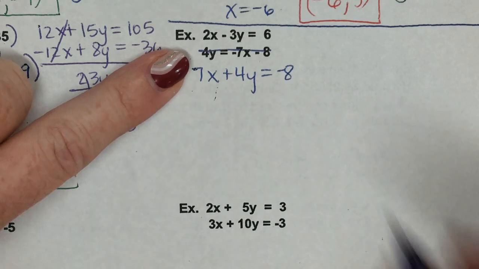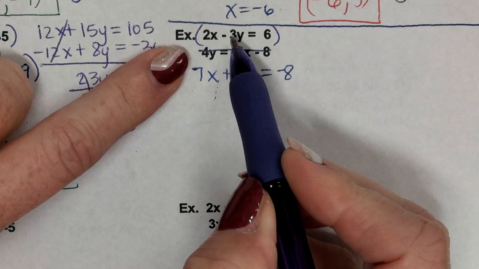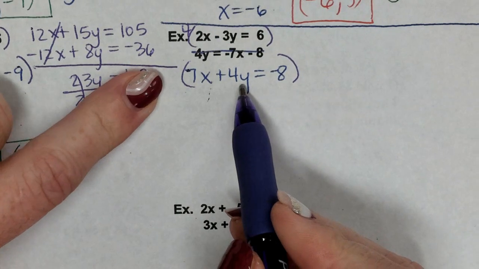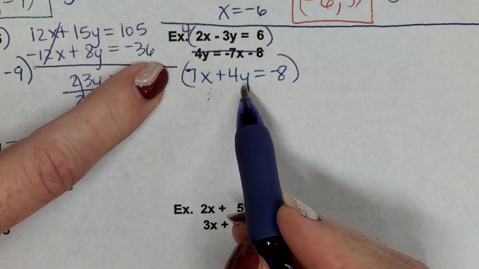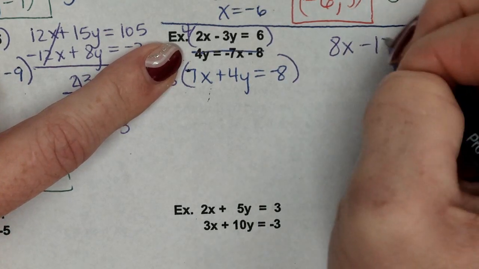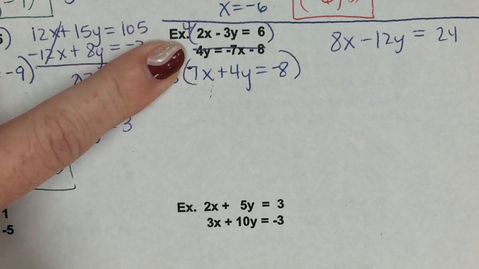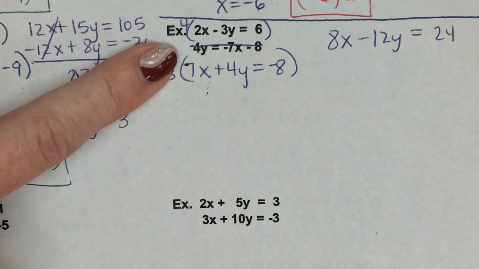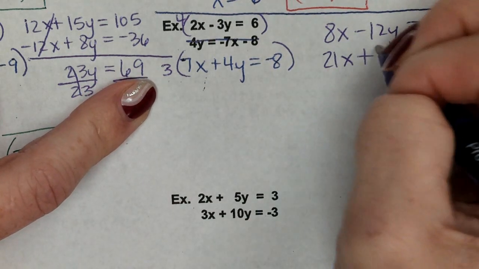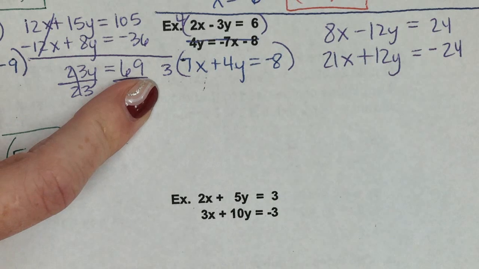Okay, so we're going to multiply the top one. I've got to get this number to negative 12. So what am I going to multiply by? 4. Okay, for the bottom one, I got to get this one to positive 12. So what am I going to multiply by? 3. All right, so I have 8x minus 12y equals, and 4 times 6 is 24. Just please, please, please don't forget that you have to multiply the entire equation by that number. 3 times 7 is 21x. 3 times 4 is positive 12y. And 3 times negative 8 is negative 24.